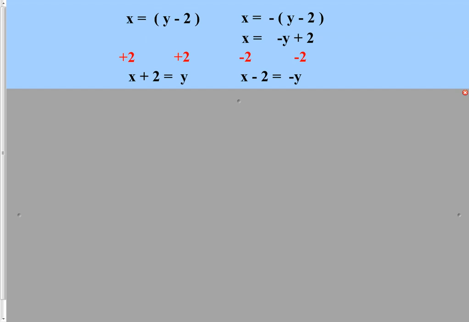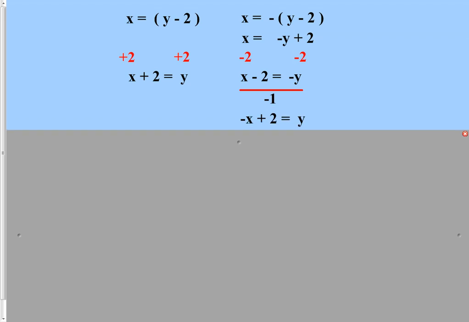Now the one on the left side is done. Y is isolated. The one on the right side is not done yet. We have a negative y. We do not want a negative y. We want a positive y. So basically we need to flip the sign of the y. The most straightforward way of doing that is to simply divide the entire equation by a negative 1. This will cause all of the signs in the equation to reverse, so we will end up with a negative x, a positive 2, and that will equal a positive y.